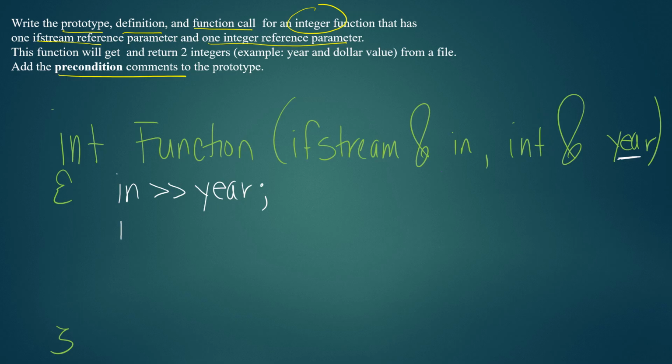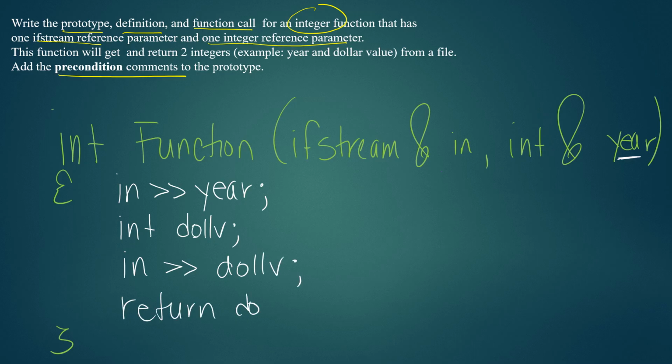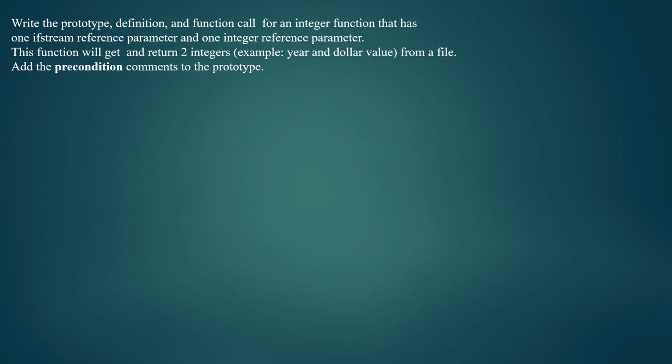Then we need to have an integer for the dollar value. And we're going to read into that dollar value. And we're going to return that dollar value. So it's going to return two integers. It returns this one by reference, and it returns this one by the return type. All right, now let's do the function call from main.